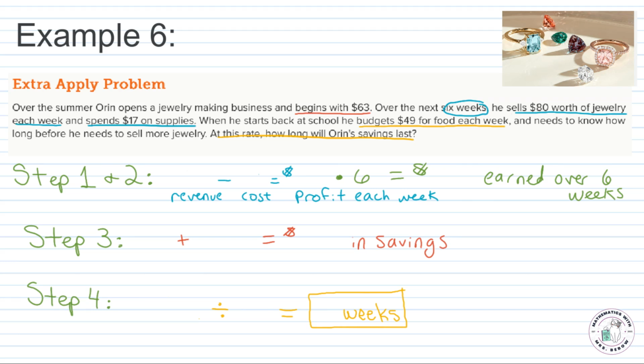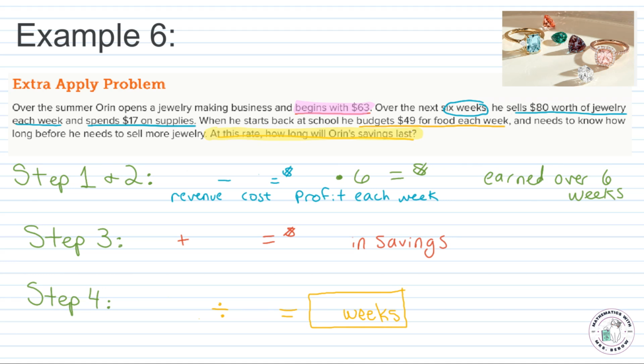So over the summer, Oren opens a jewelry making business and begins with $63. Over the next 6 weeks, we sell $80 worth of jewelry each week and spend $17 on supplies. So when he starts back at school, he budgets $49 for food each week, and he needs to know how long before he needs to sell more jewelry. So essentially, at this rate, how long will Oren's savings last? So that is the ultimate question, and it is very similar to the last problem that we did, right?